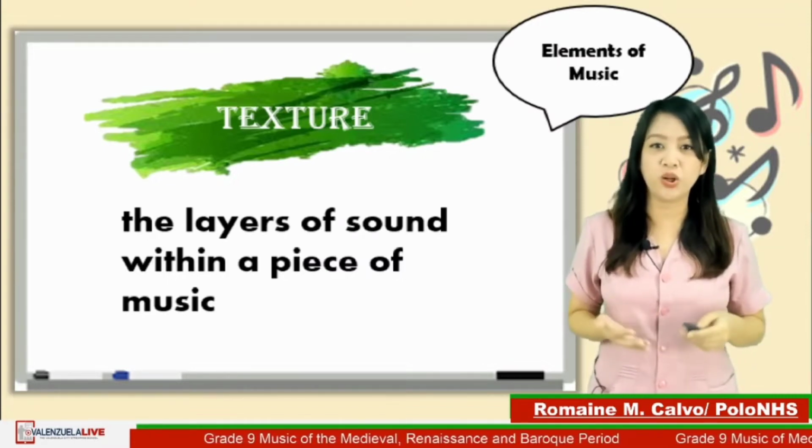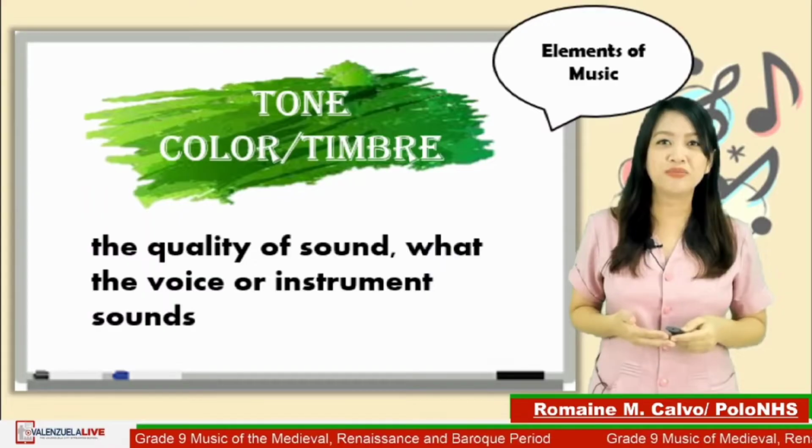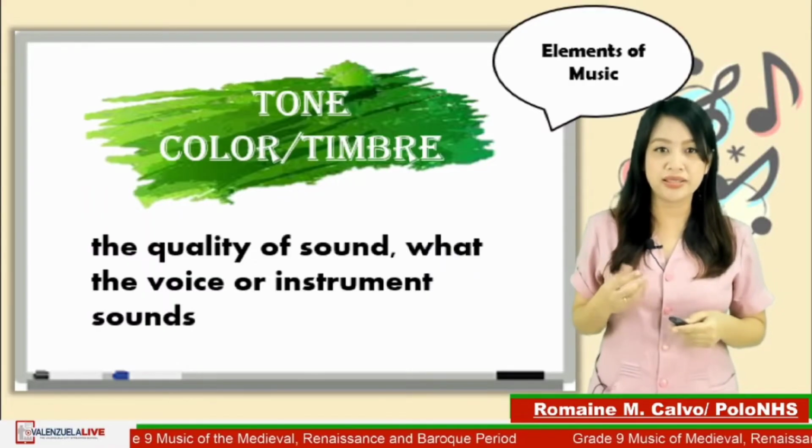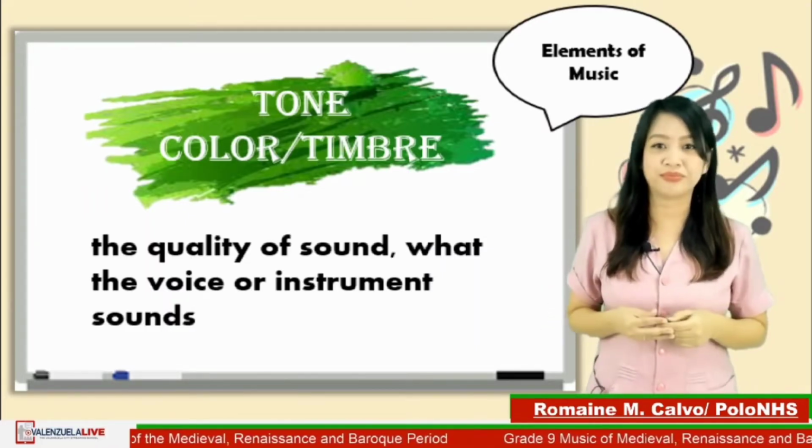Next one is the tone, color, or timbre. It is the quality of sound that the voice or instruments sound, if it is dark, light, or airy.